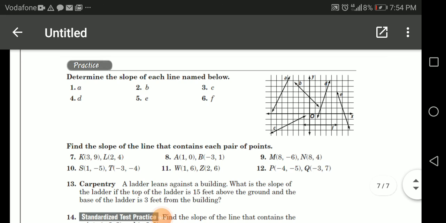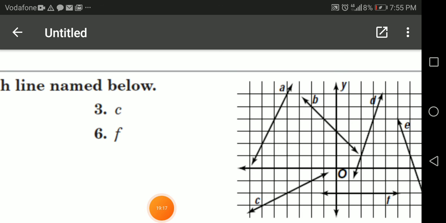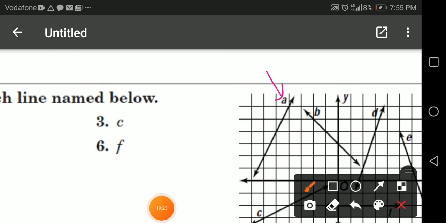Okay, guys, here it asks you to determine the slope of each line named below. Guys, this is very easy. Please concentrate with me on the graph. This one, how can I get the slope? As you see, this point, and this point, starting and ending.